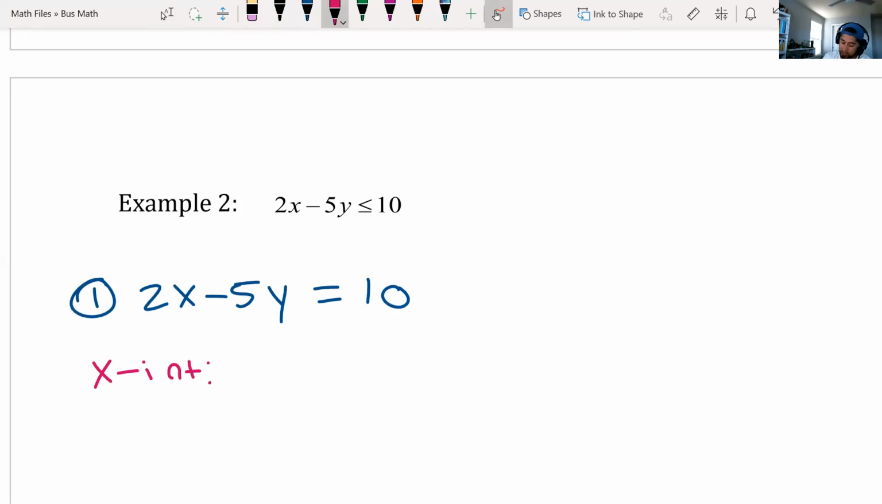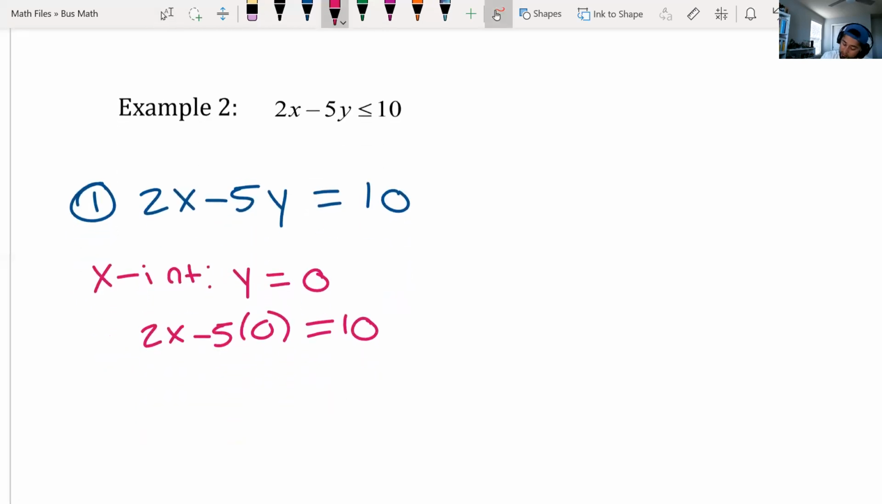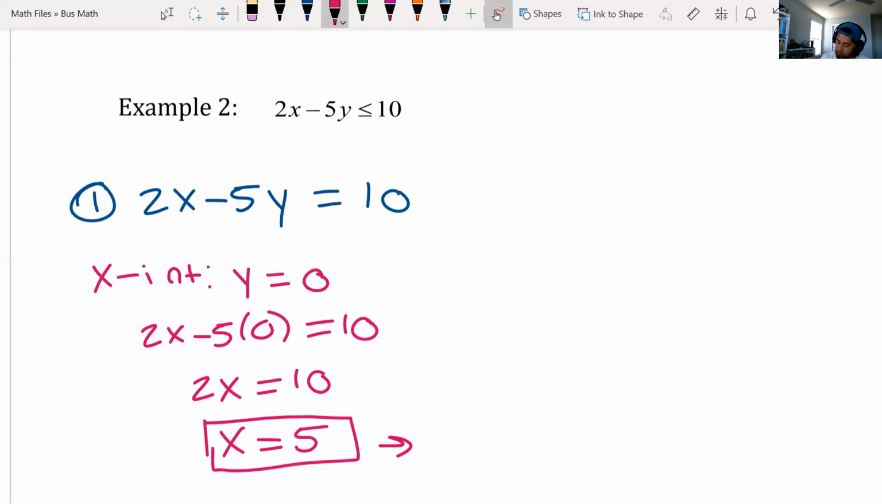So x-intercept is where y equals 0. And then you'll get 2x minus 5 times 0 equal to 10. And then you'll get 2x equals 10, and x will equal 5. This will give you the point 5, 0. There's my x-intercept, and then my y-intercept.